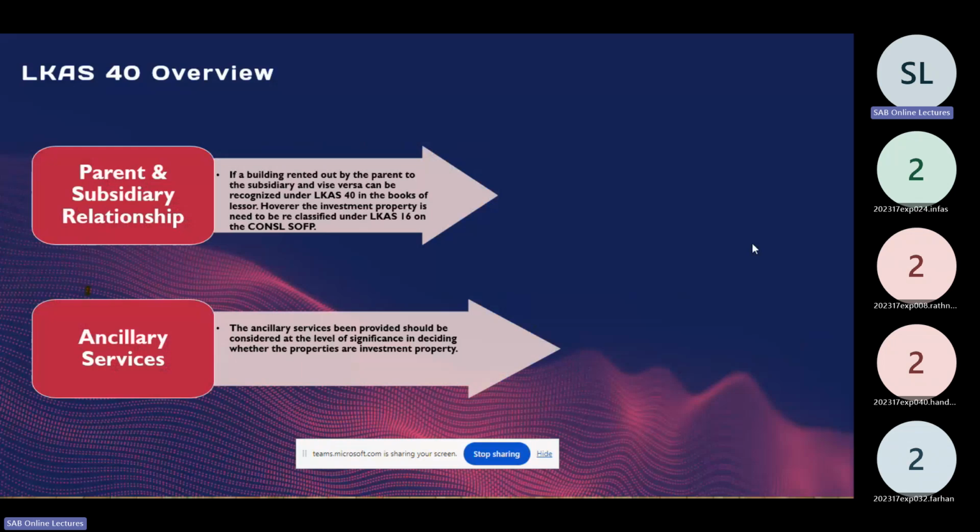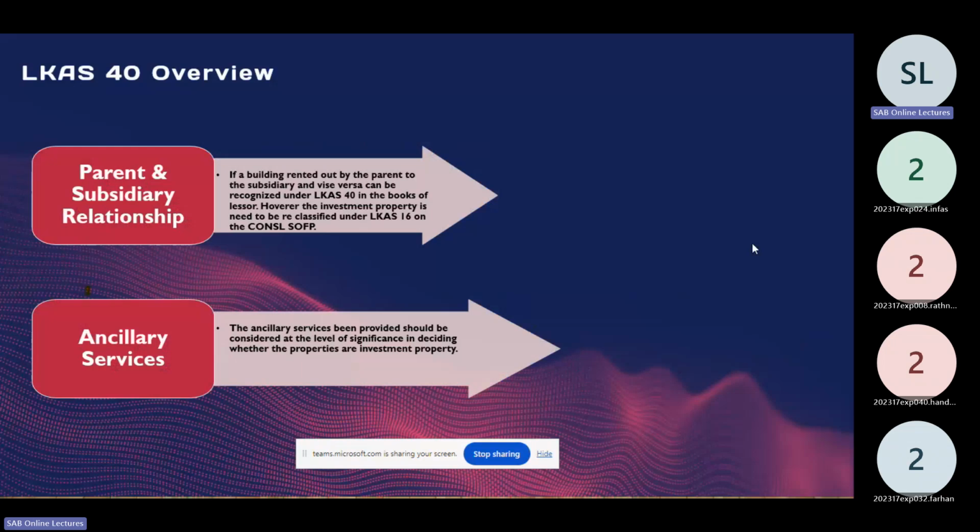Rental income from the subsidiary has to be recognized in the income statement, and any changes of fair value are recognized in profit or loss. Even if it is under IAS 40, we have to identify ancillary services. Even if ancillary services have been provided, they should be considered at the level of significance.